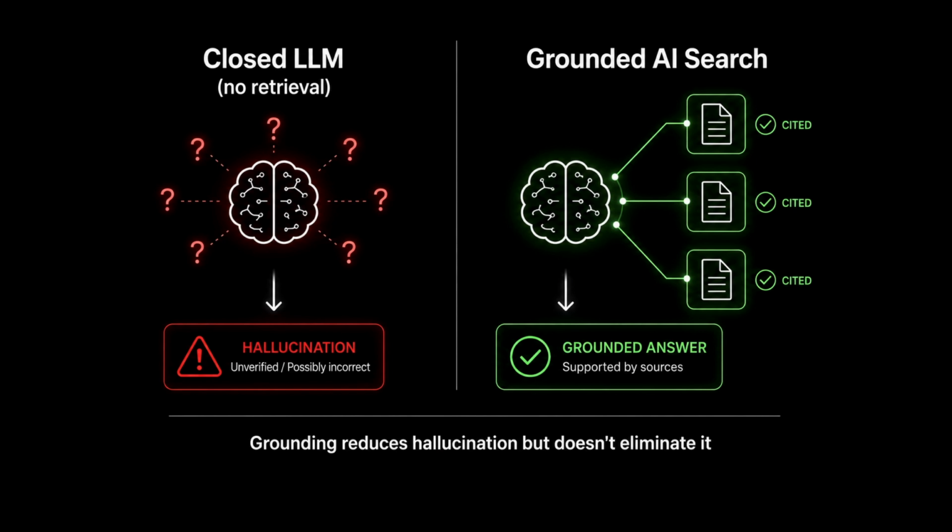But here's where it can still go wrong. If the retrieval step returns bad sources, the model might faithfully summarize misinformation. So it's grounded, but grounded in something wrong. This is called grounded hallucination, and it's subtle and tricky. The solution is source quality filtering, checking domain authority, publication recency, cross-referencing multiple sources. This is an active research area, and none of the major players have fully solved it.